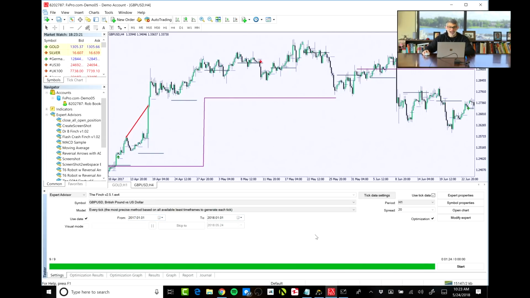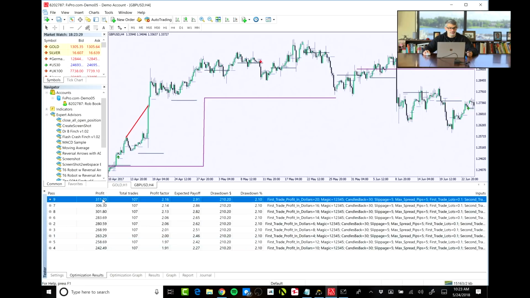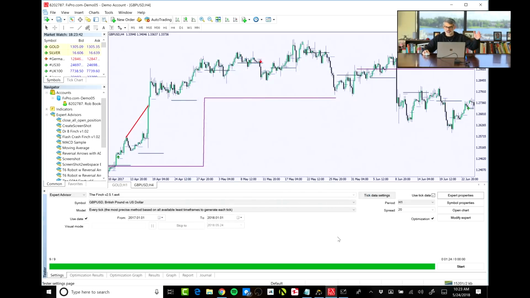Trading with your bot. Let's now stick with a first trade profit of 20. Let's do that. Now there's our settings. We know we like a first trade profit of $20. We know we like moving to break even at $2.